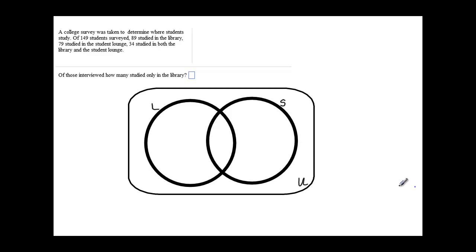We're now going to work this application problem dealing with Venn diagrams. It says a college survey was taken to determine where students study. Of 149 students surveyed, 89 studied in the library, 79 studied in the student lounge, 34 in both the library and the student lounge.